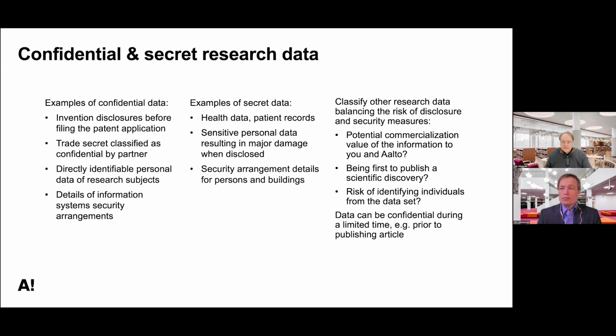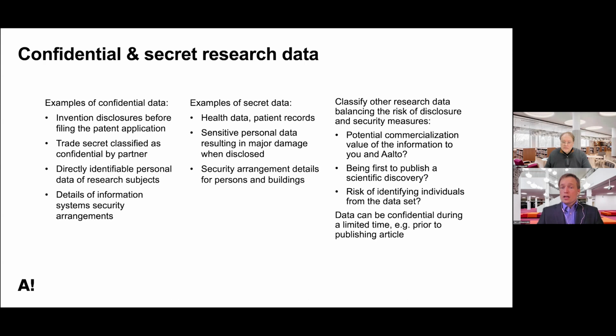And these are just a few examples, and there's a lot of other data. With your data, when you try to decide whether it's confidential or secret, the basic principle is to balance the risk of disclosure, what happens if the data gets leaked, and the security measures that you have to take.